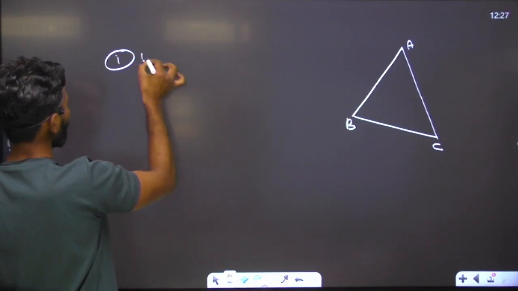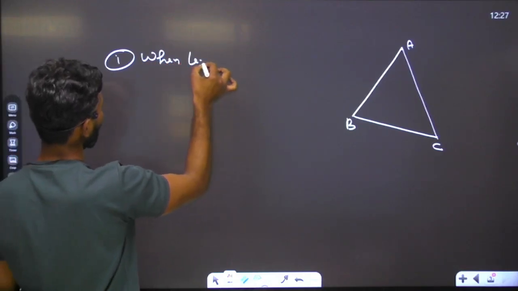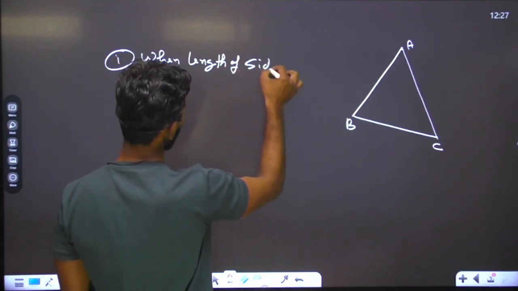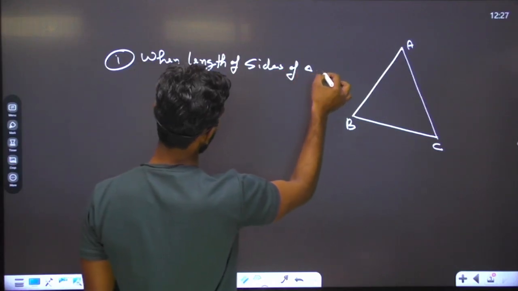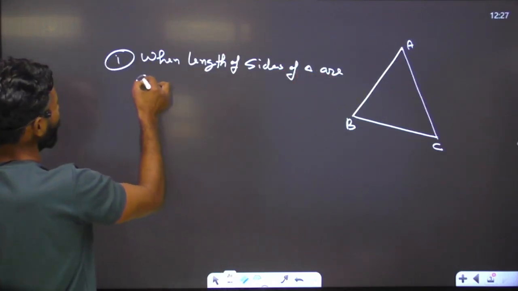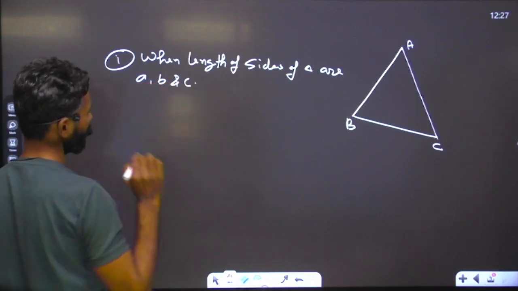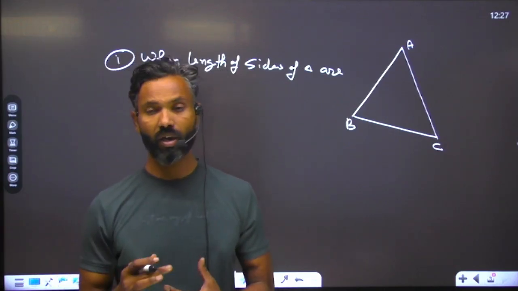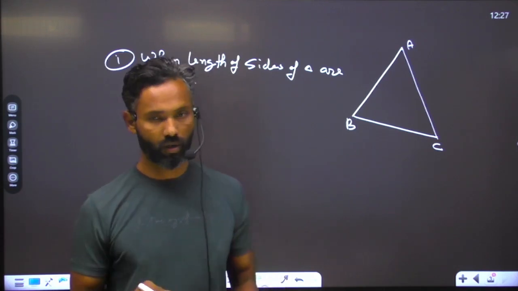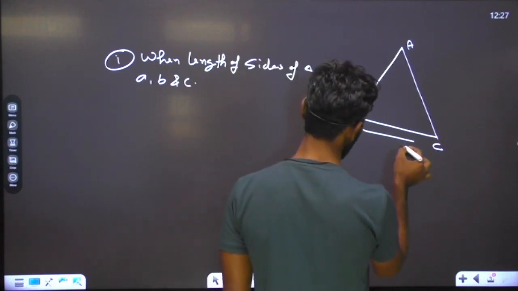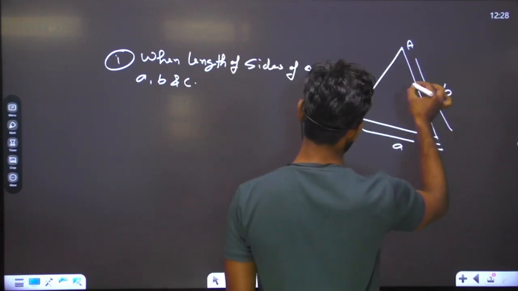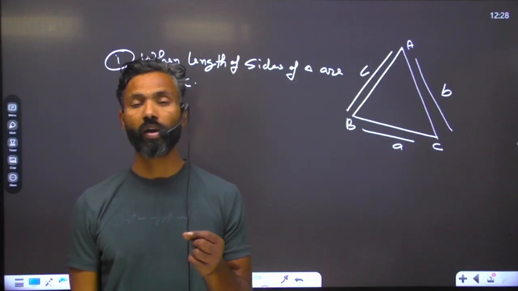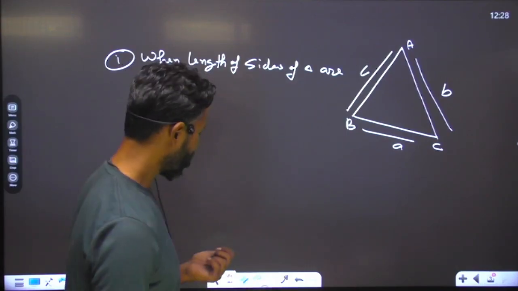When the length of each side of the triangle, the sides of the triangle, are A, B and C. Suppose this is triangle ABC, and in this triangle the length of each side is provided. The length of one side is A, another side is B, and the third side is C. So the length of each side is provided over here, and we have to calculate the inradius. Understand that? So how can we calculate the inradius?